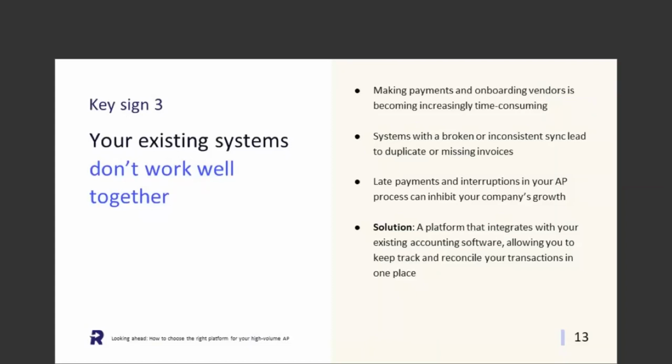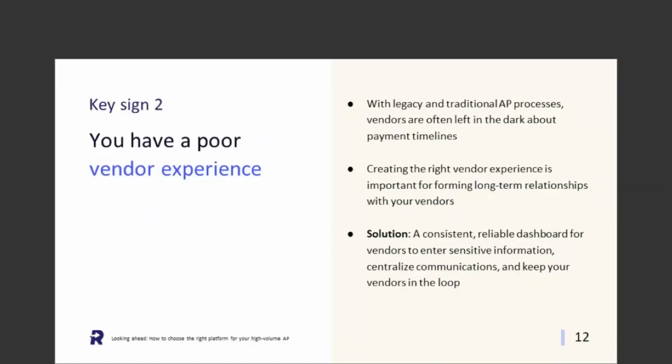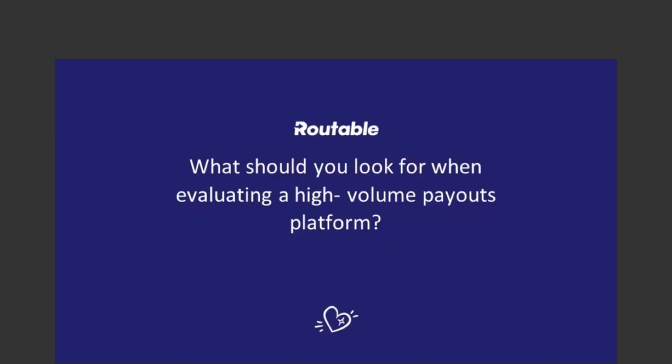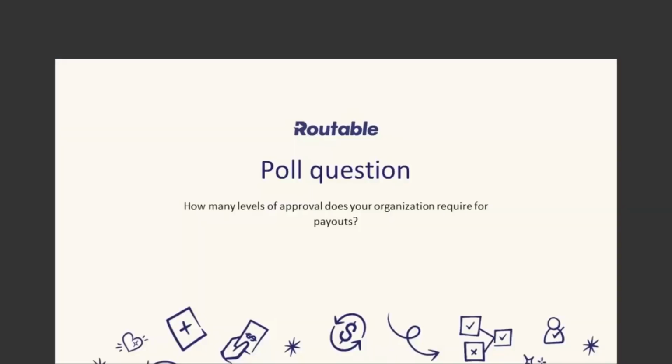All right, I'm going to move us forward, and we're going to go to a question here. Oh, sorry, I went one slide back. What should you look for when evaluating a high volume payouts platform? But before then, Mark, we have another lovely poll. We do indeed. It is about to be displayed on your screen. This time we want to know, how many levels of approval does your organization require for payouts on average?